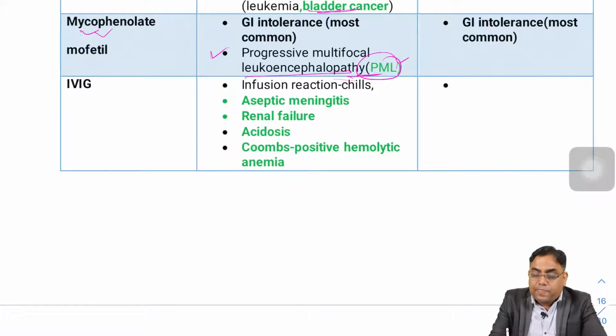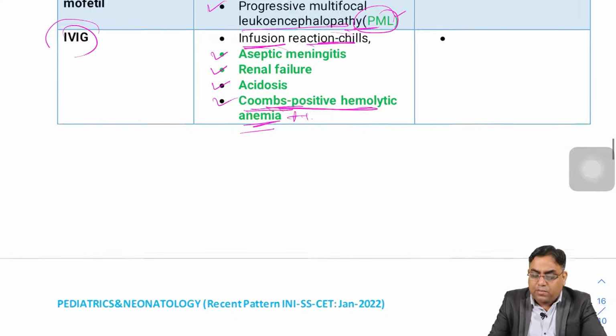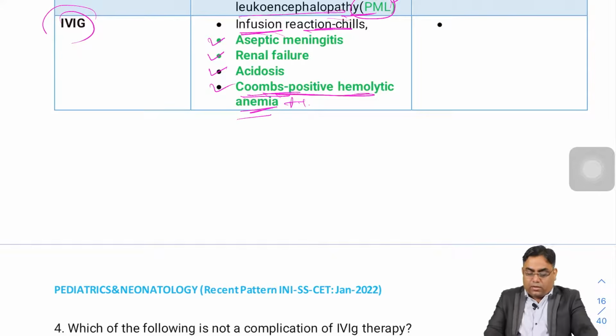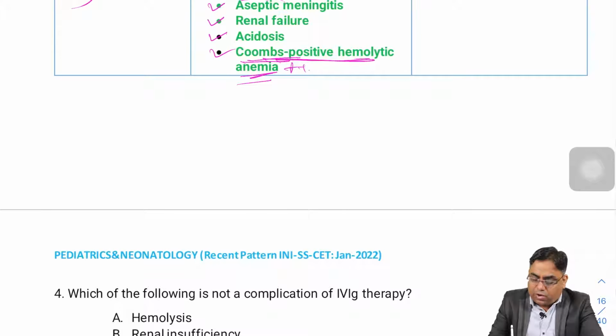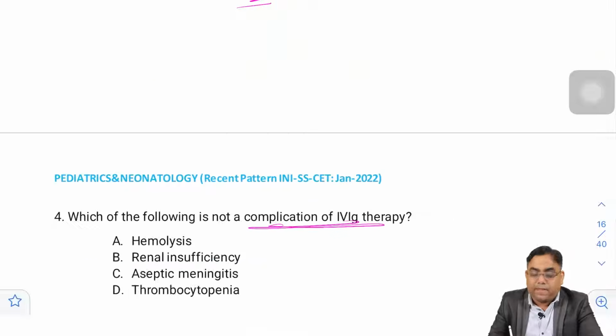Now, IVIG, this is very important: infusion reaction and chills, aseptic meningitis, renal failure, acidosis, and Coombs positive hemolytic anemia. So, Coombs positive hemolytic anemia is a rare side effect, but yes, it is a side effect. Okay. Now, move to the next question. Which of the following is not a complication of IVIG therapy? Hemolysis, yes, the Coombs positive hemolytic anemia. Renal insufficiency, yes. Aseptic meningitis, yes. Thrombocytopenia. So, the answer will be D.